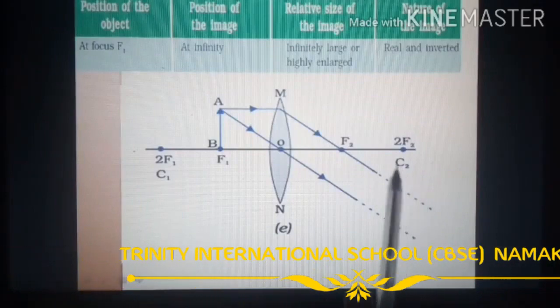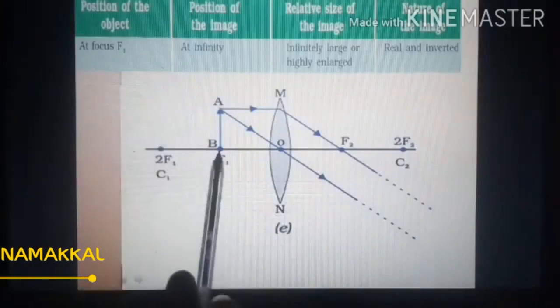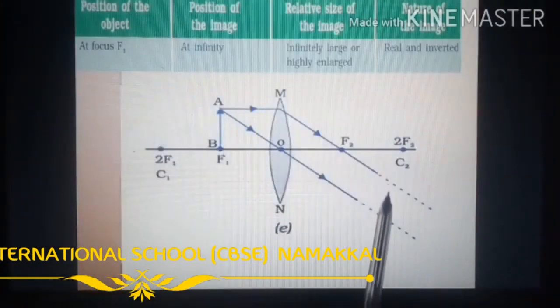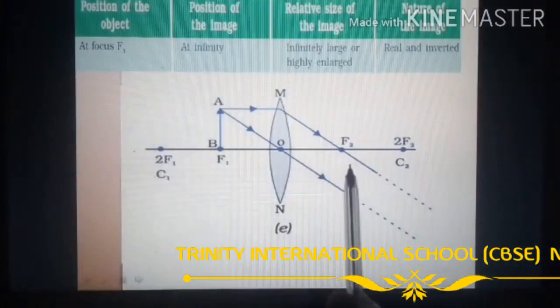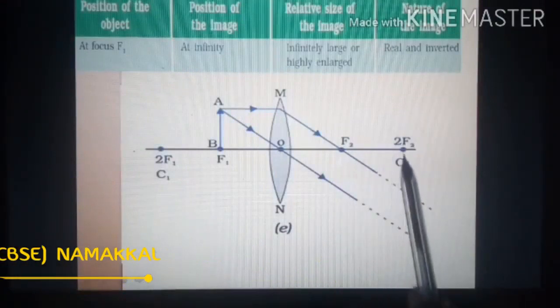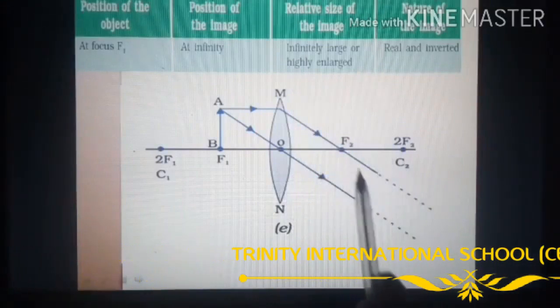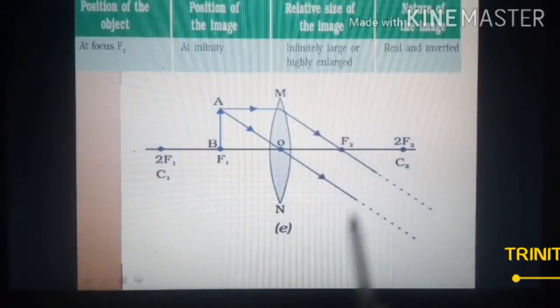So we can tabulate the values. At focus, with the object placed at focus, the image will be obtained at infinity, and the nature will be real and inverted, and the size will be highly enlarged. So at infinity, it forms a highly enlarged image. This is the fifth one.